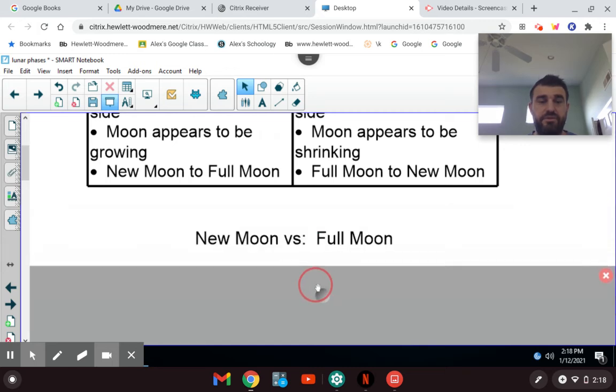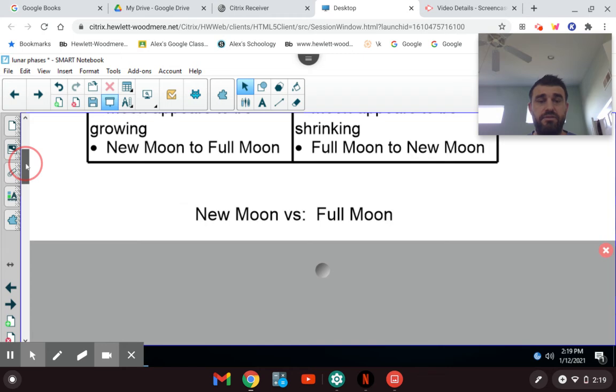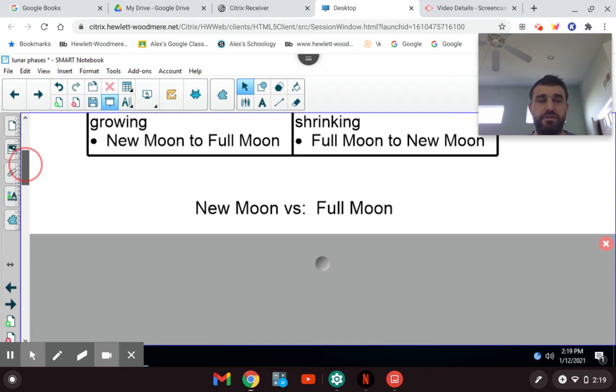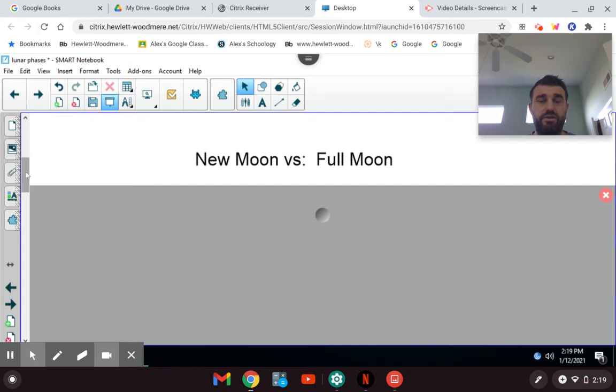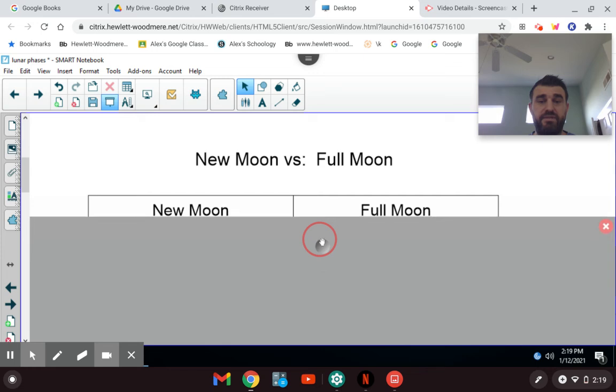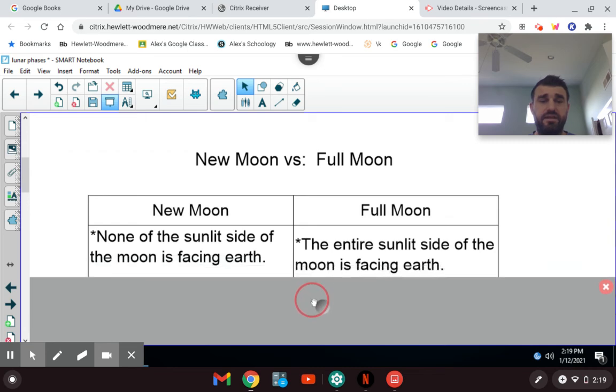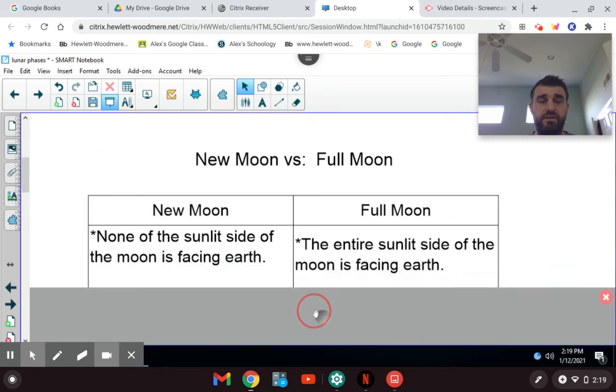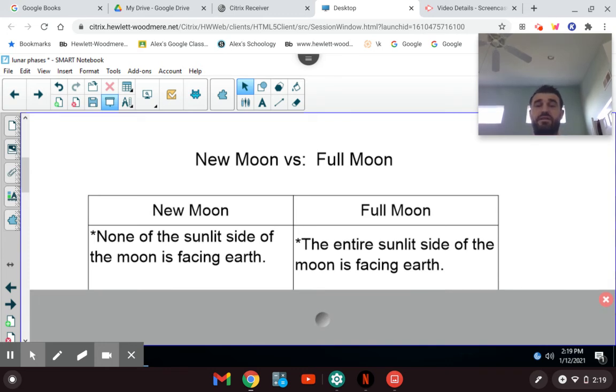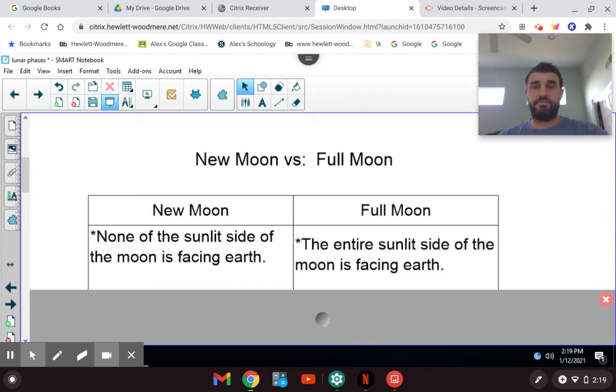And then this is going to be it for the notes for today. New moon versus full moon. So they're very important to know the difference because they come up later on in the unit. We're going to do tides and eclipses. And you really need to know your new moon and full moon. If you mix them up, you're going to really struggle with this unit. So the new moon, none of the sunlit side of the moon is facing Earth. For the full moon, the entire sunlit side of the moon is facing Earth.